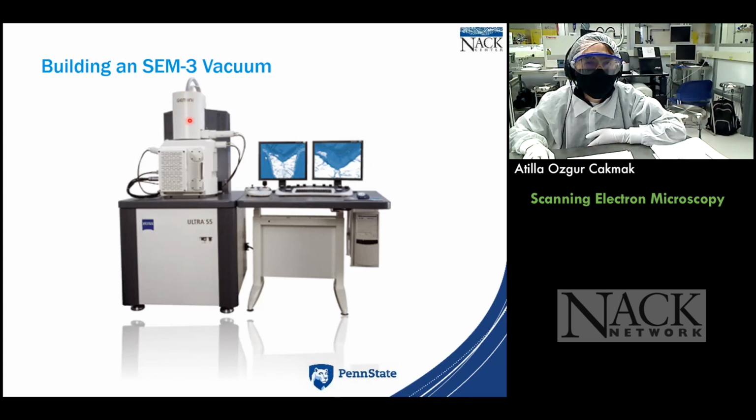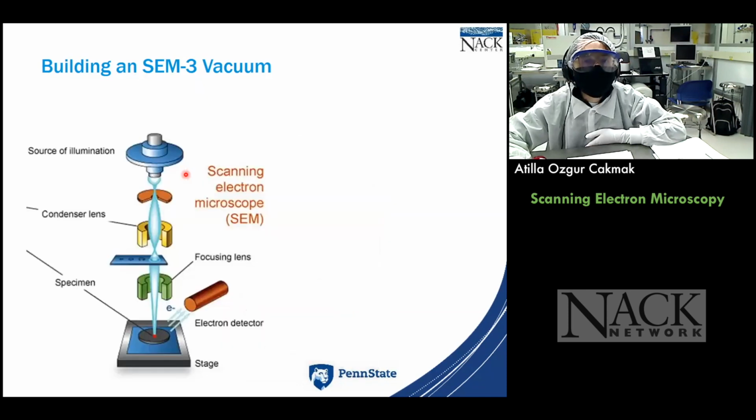And we have those lenses to guide the electrons here. And this is where my samples are placed. So we need vacuum. That's the third component. Why do we need the vacuum all of a sudden?